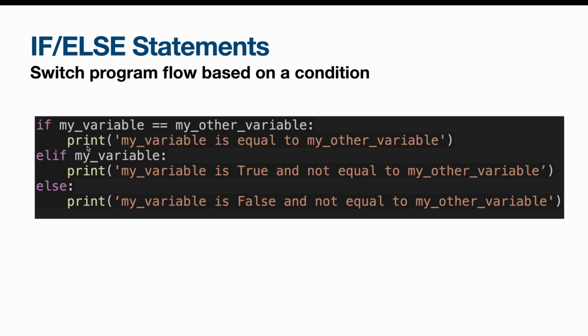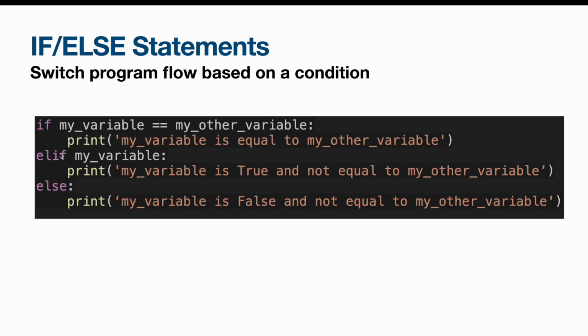This is how we print to the terminal in Python. We just say print and then pass it a string. My variable is equal to my other variable. If this is not true, my variable is not equal to my other variable, Python will move to the second elif condition, and it'll say, if my variable is true. And now in Python, you can ask it to evaluate any variable to be what's called a Boolean condition. That means whether it's true or false. And basically, if the variable is anything other than 0 or null, it's going to evaluate to true.